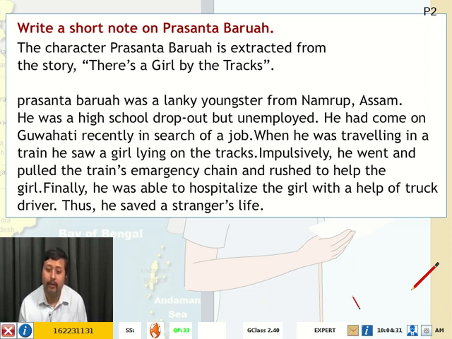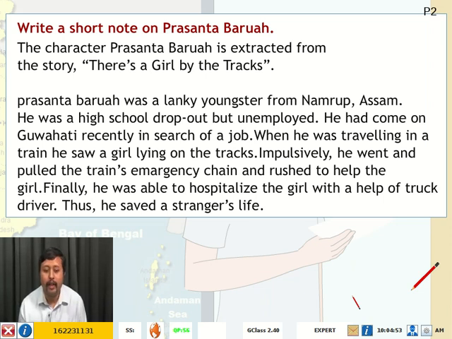Now, let's read the story. And the story goes like this. Prashanta Borua was a lanky youngster from Namrup, Assam. He was a high school dropout but unemployed. He had come to Guwahati recently in search of a job. When he was traveling in a train, he saw a girl lying on the tracks.